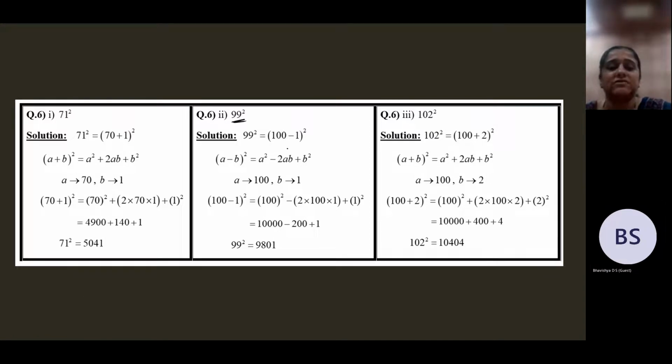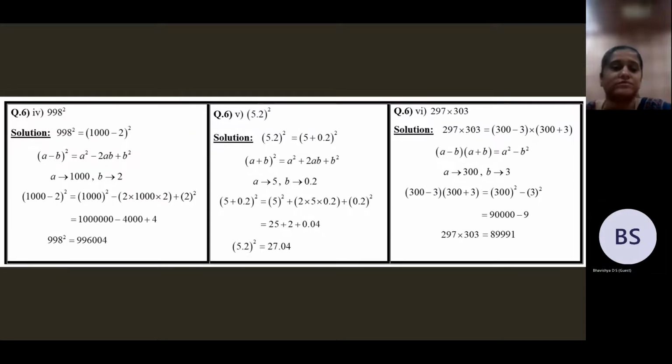Similarly, 99 is 100 minus 1, so a minus b the whole square. 102 is 100 plus 2, so 100 plus 2 the whole square, which is a plus b the whole square. You should ask me if you have any questions.